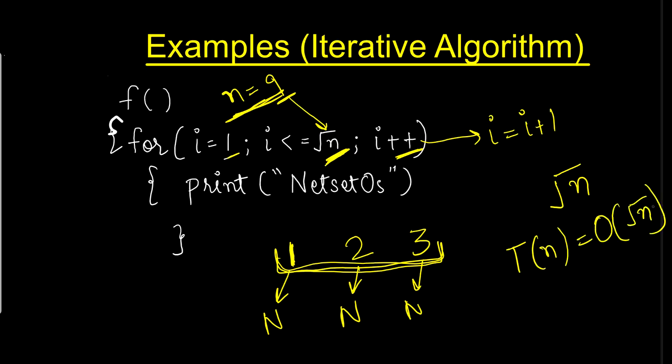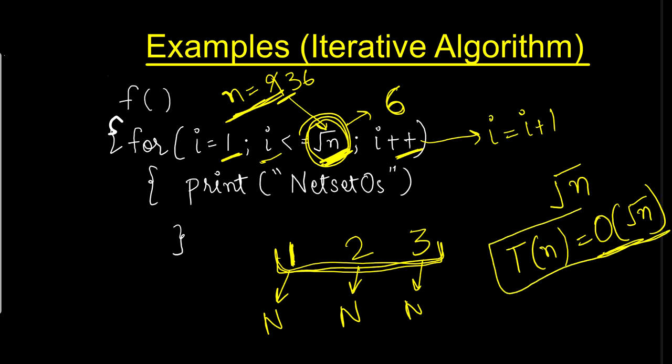क्योंकि n जब 9 टाइम्स था तो हमारा लूप 3 टाइम्स चला. That means it is running for root n times. That's why we will have order of root n.